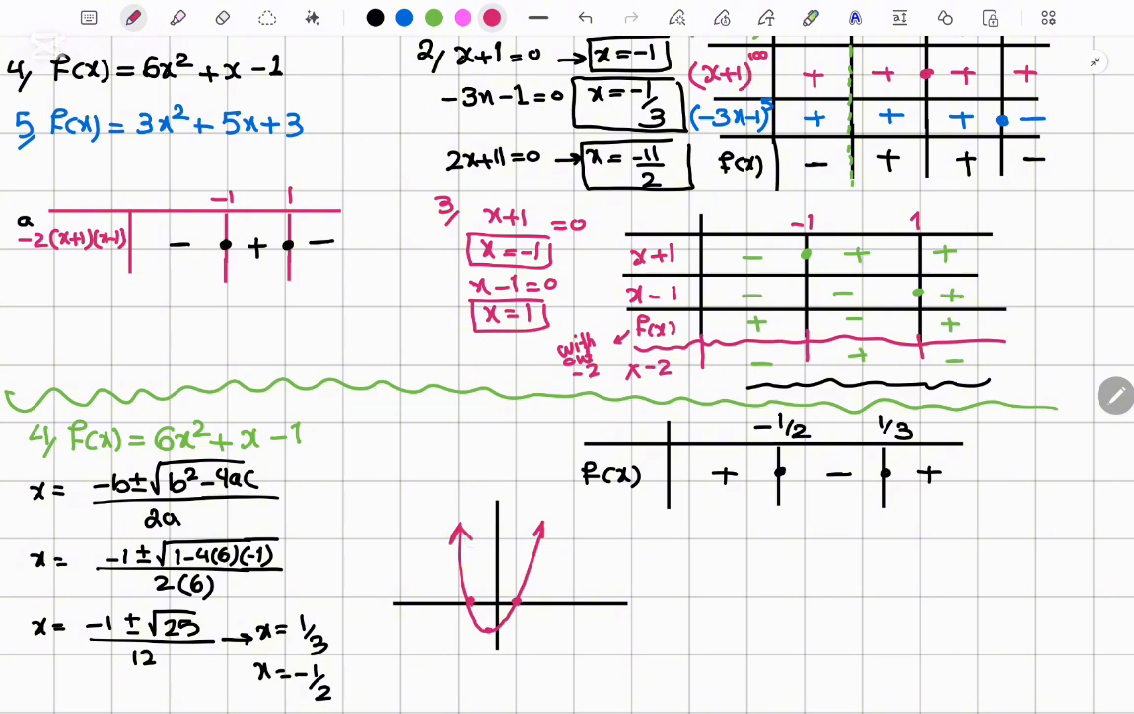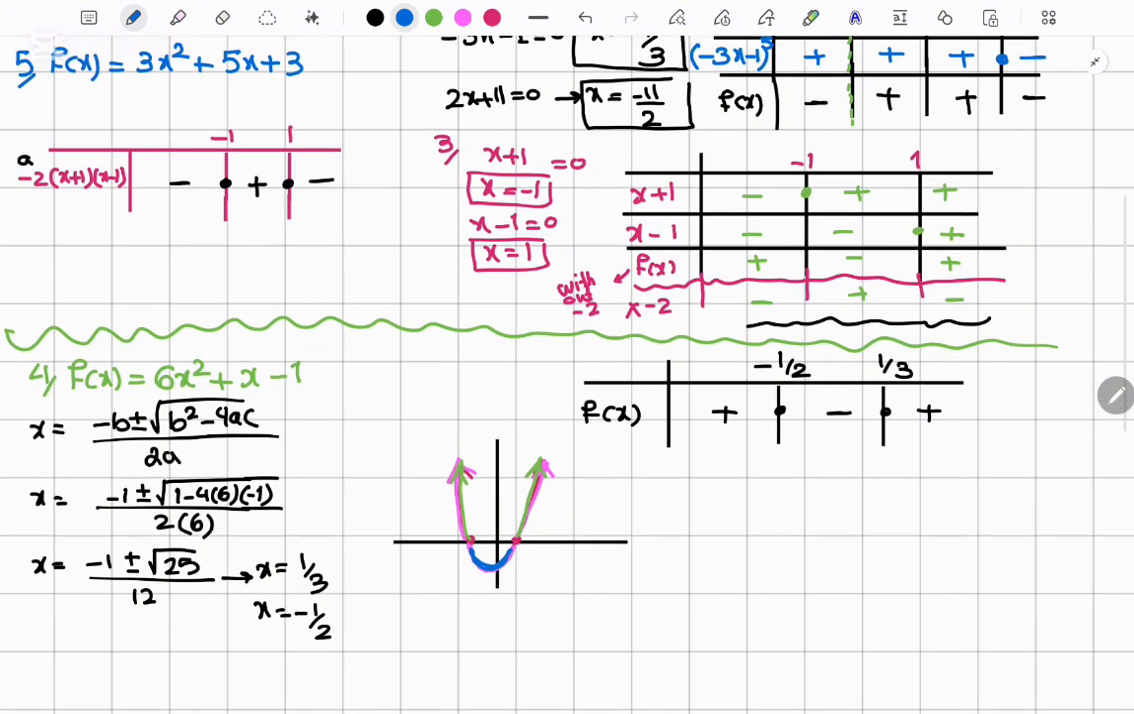As you see, in between the roots, the sign of the function is negative, and outside it's positive, as we have over there. See, outside it's positive, in between is negative. This part, okay? So interesting, huh? Let's go and do number 5.